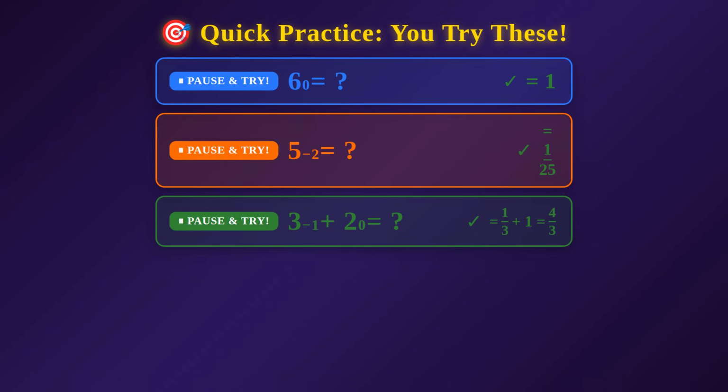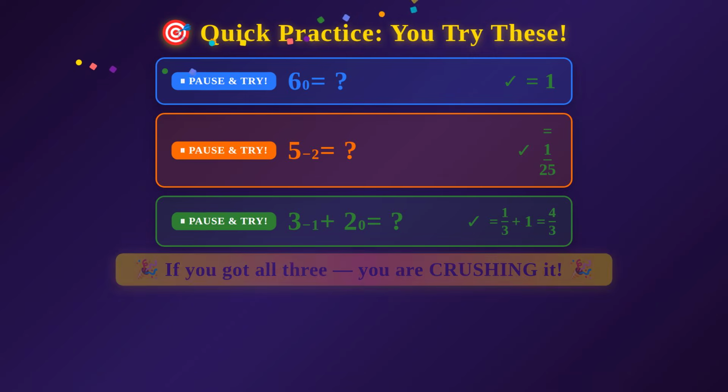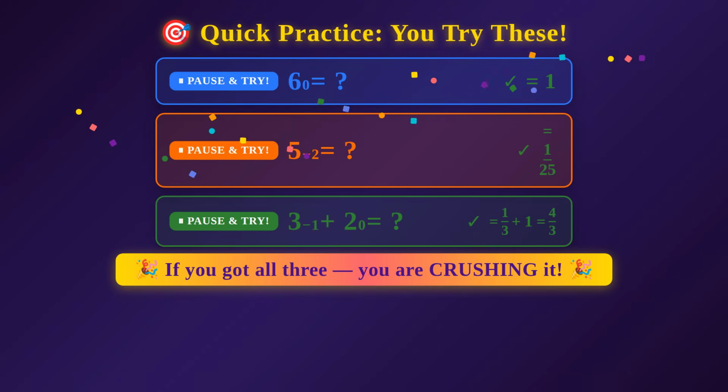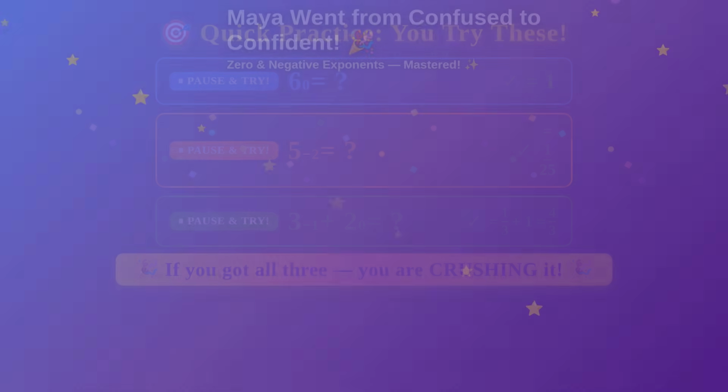Got your answers? Let's check. 6 to the 0 is 1. 5 to the negative 2 is 1 over 5 squared, which is 1 over 25. And 3 to the negative 1 is 1/3, plus 2 to the 0 is 1. So 1/3 plus 1 equals 4/3. How did you do? If you got all 3, you are crushing it.